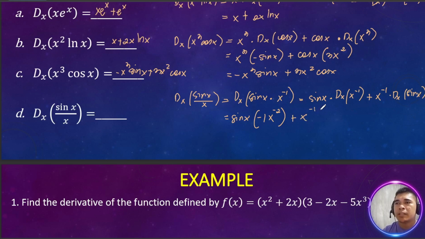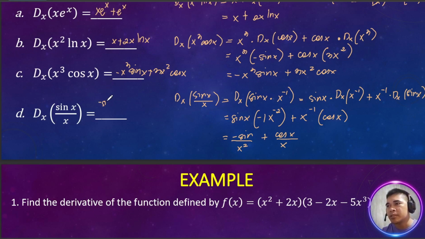Plus x to the power of negative 1 times the derivative of sine x, which is cosine x. Simplify. So we got negative sine x, negative times sine x, negative sine x. Since we have x to the power of negative 2, para ma-positive siya, ibalik na to sa ubos, x squared. So here, plus cosine x, then over x. Para ang negative ma-positive, ibalik na to sa ubos. So the final answer is negative sine x over x squared plus cosine x over x.